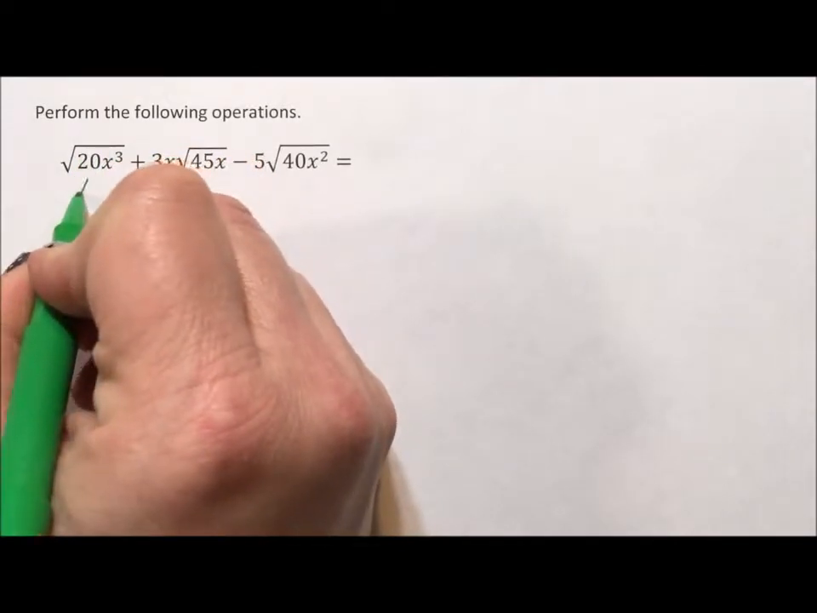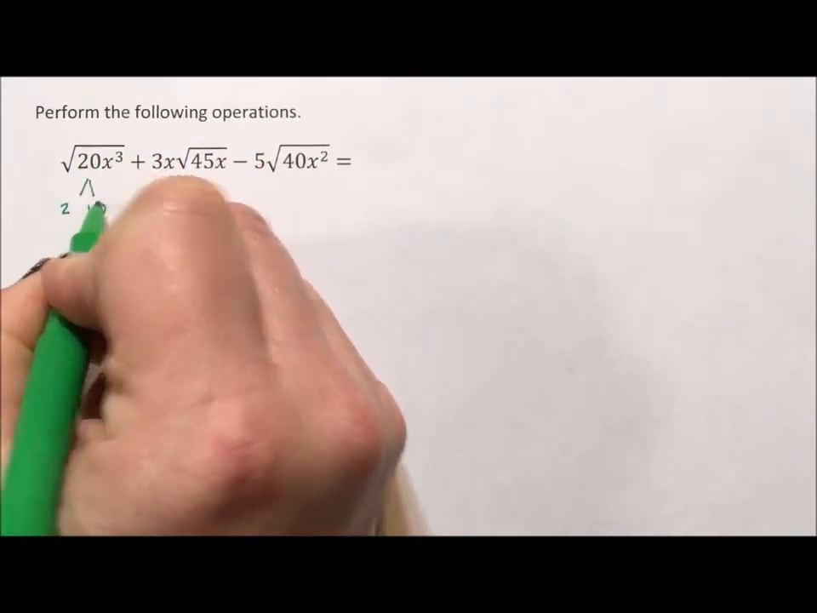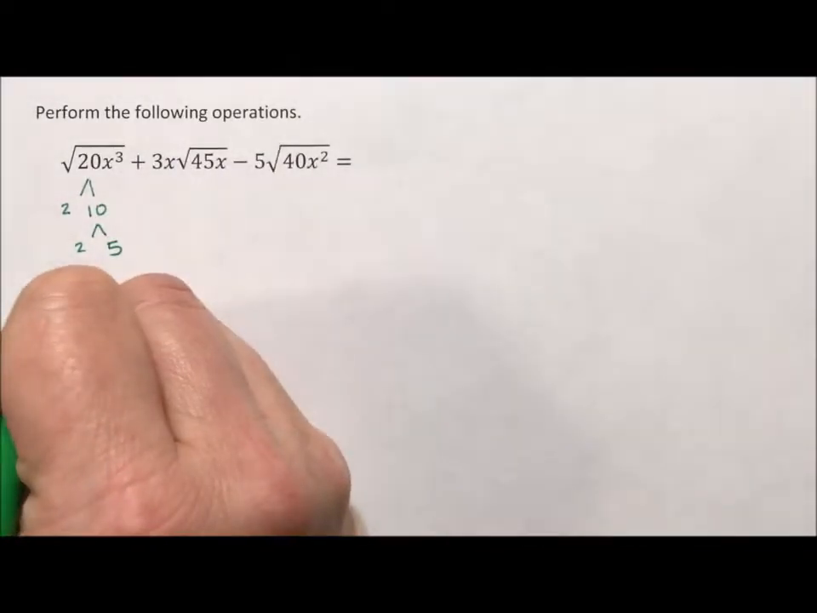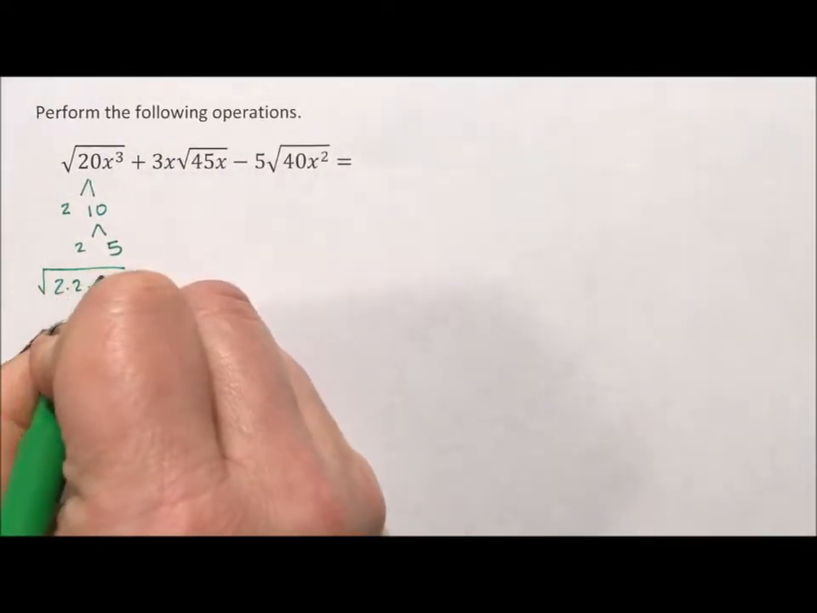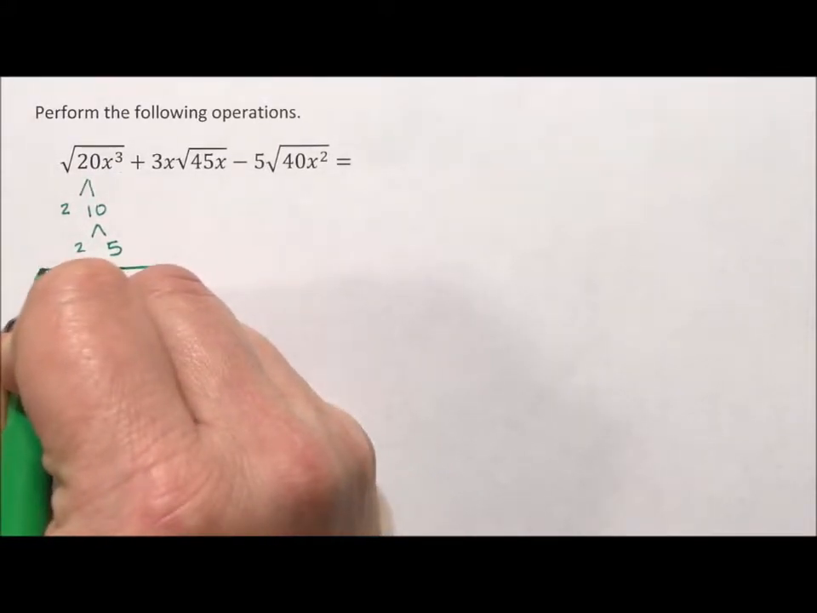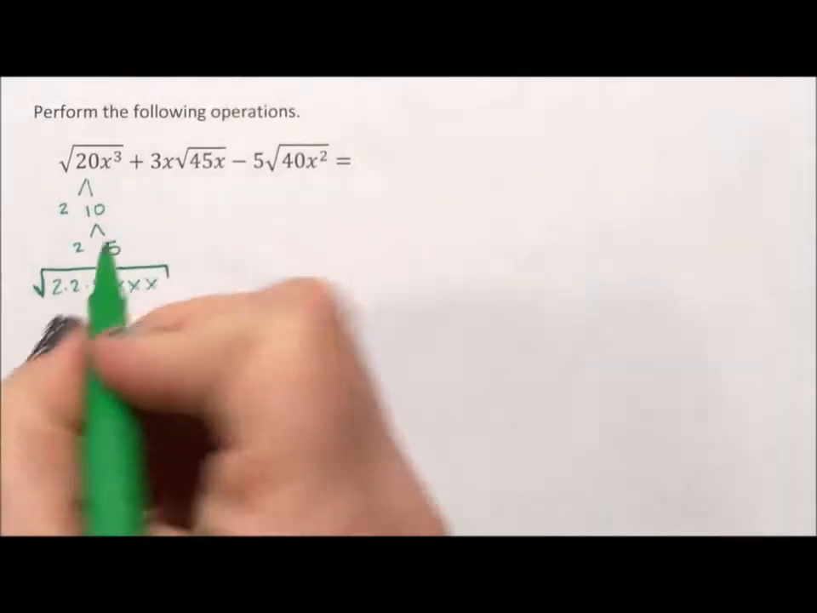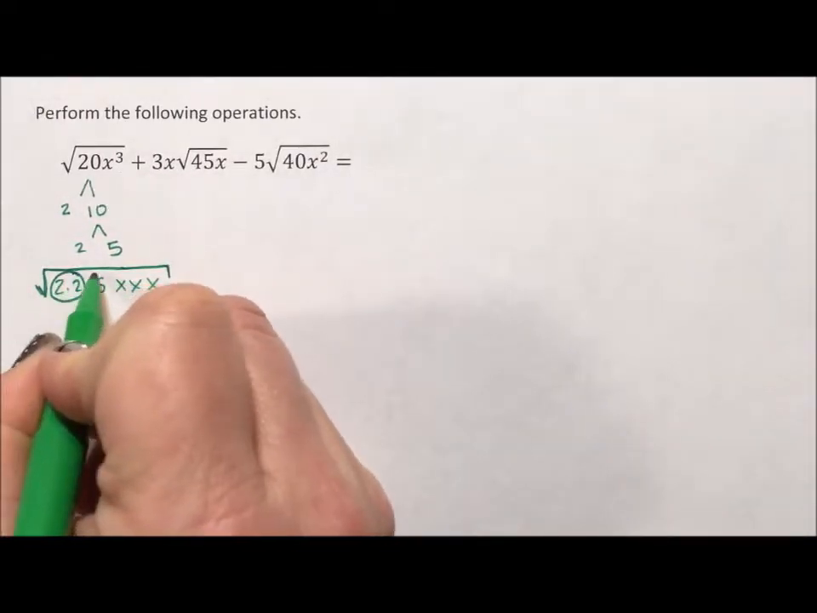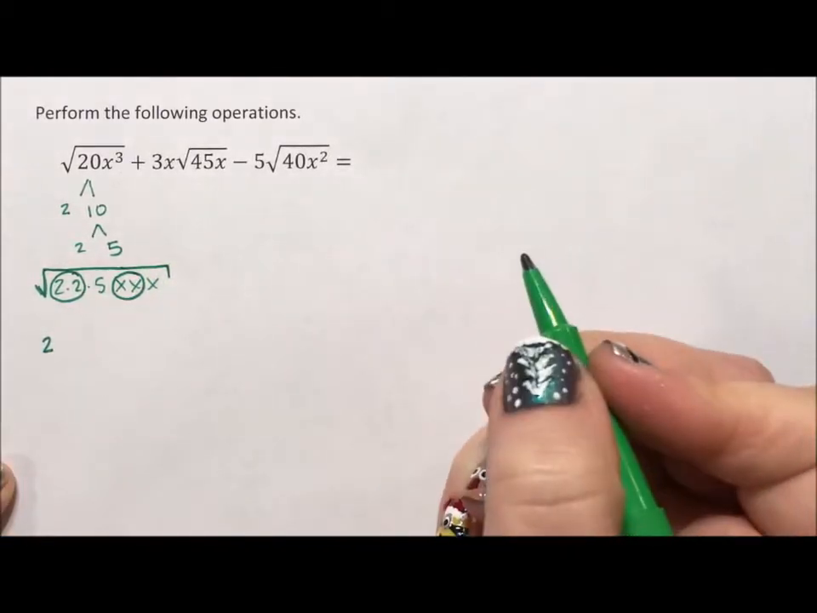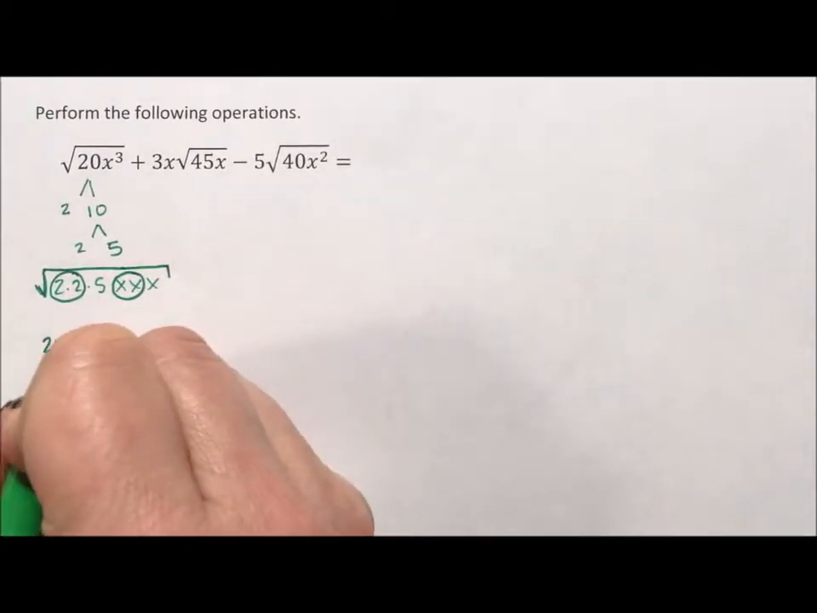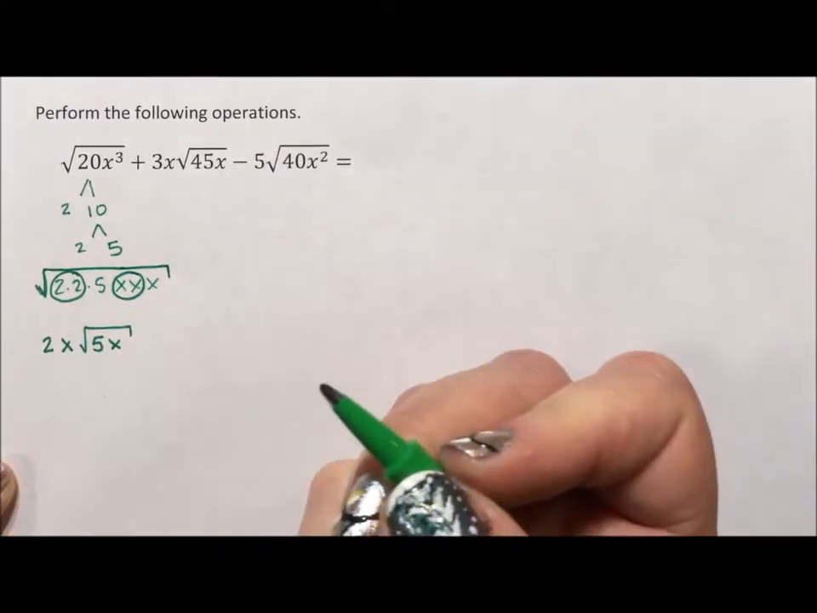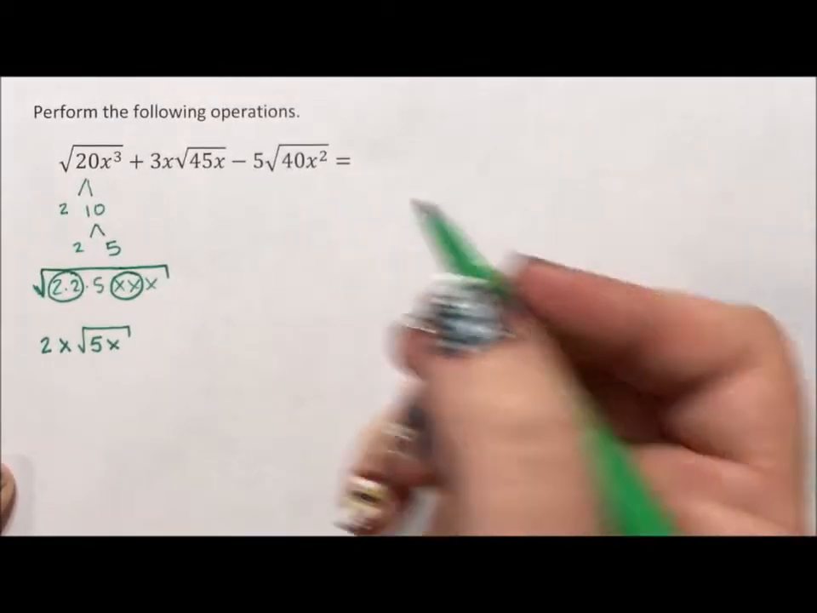The most common way is just to do a factor tree, because this becomes the square root of 2 times 2 times 5 and then 3 x's. The square root means it's the opposite of the square. Well, 2 times 2 is 4 and the square root of 4 is 2. X times x is x squared and the square root of x squared is x. The 5 and the x stay under the square root because they don't have partners. Now, there are other ways of doing this.